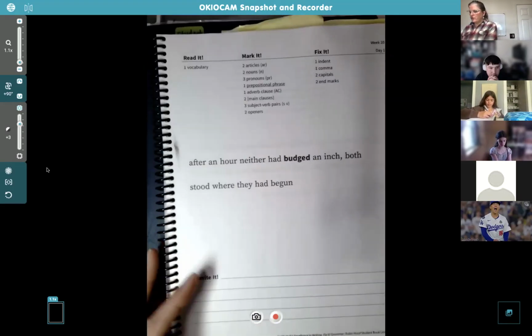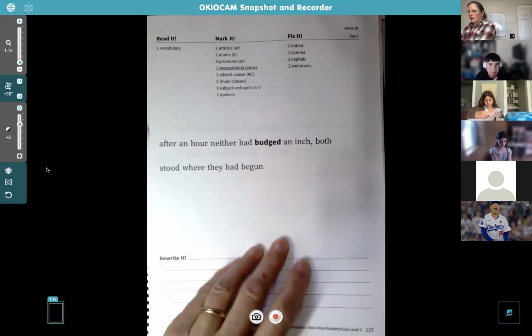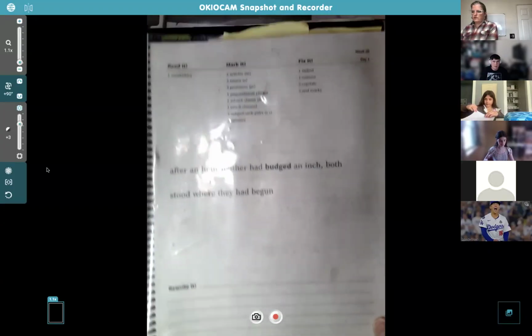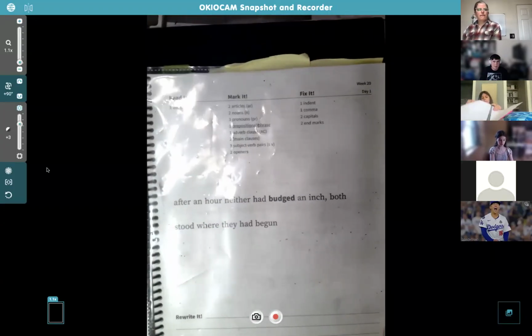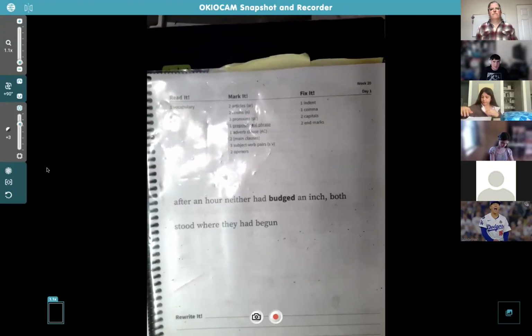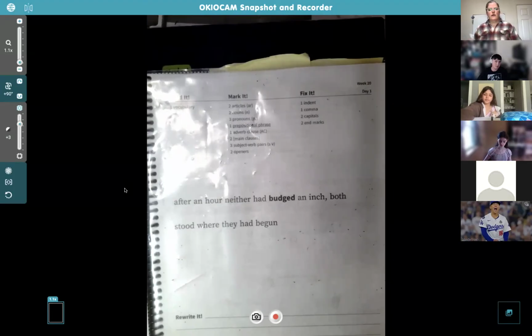Okay, let's jump over to our sentence today. How about Abby, when you get a chance, can you read the sentence today, please? This is page 117. "After an hour, neither had budged an inch. Both stood where they had begun." Okay, good. Budged is basically just moving just a little bit.